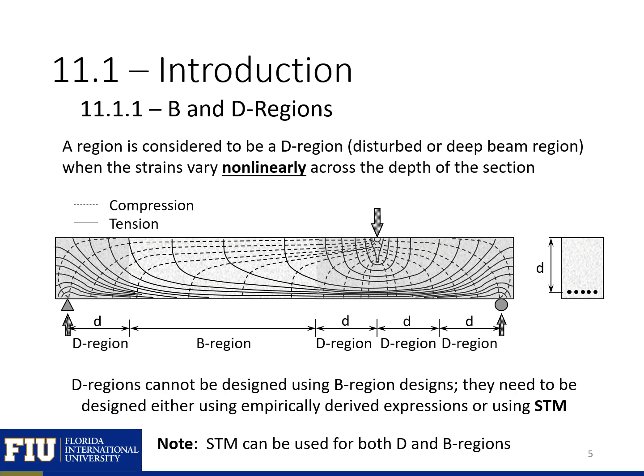In our D regions, we either need to design them using empirically derived expressions, which would be specific for certain types of members, such as ledged members, or we can use the Strut-and-Tie method. And note that the Strut-and-Tie method needs to be used in D regions, but it's also valid in B regions.